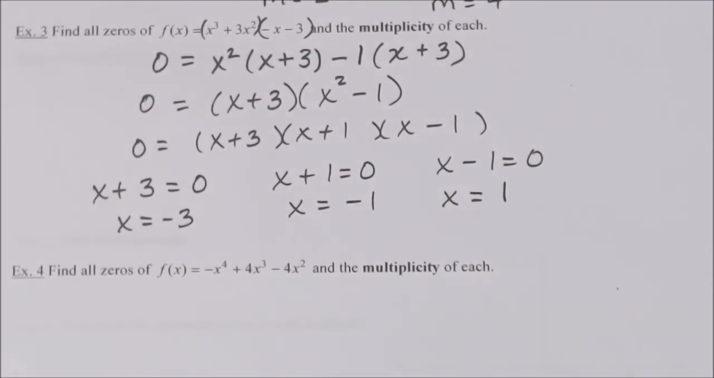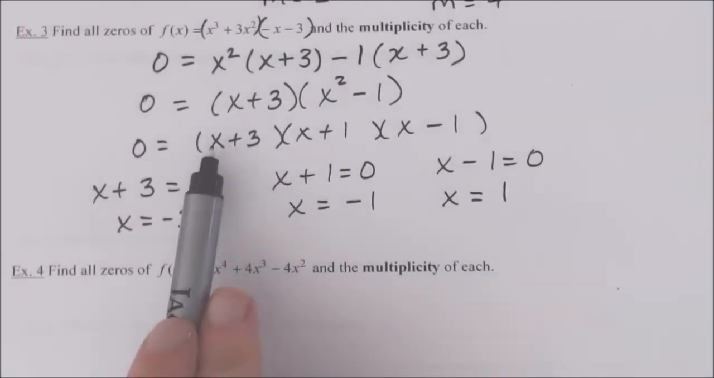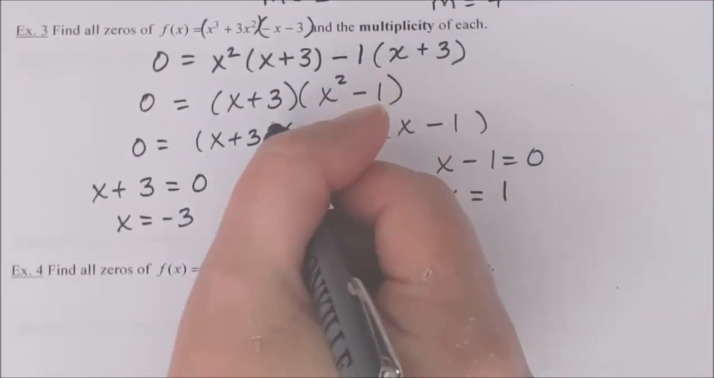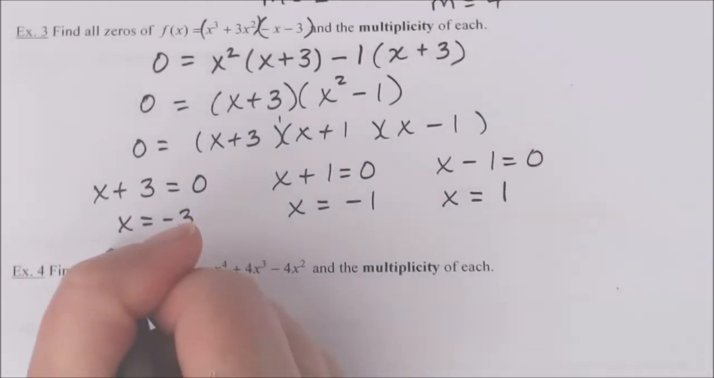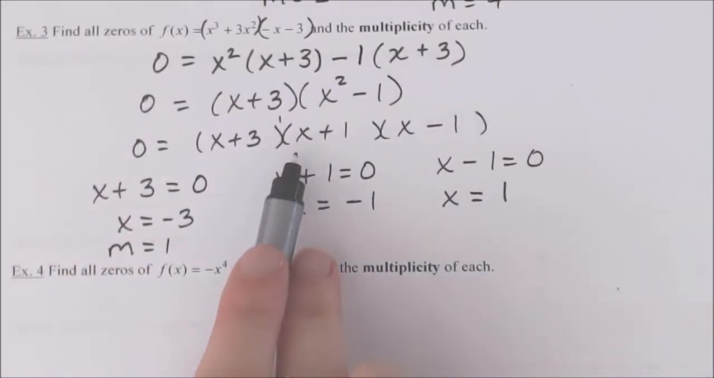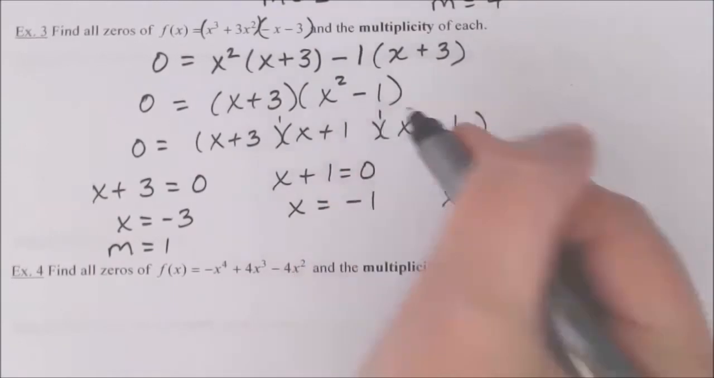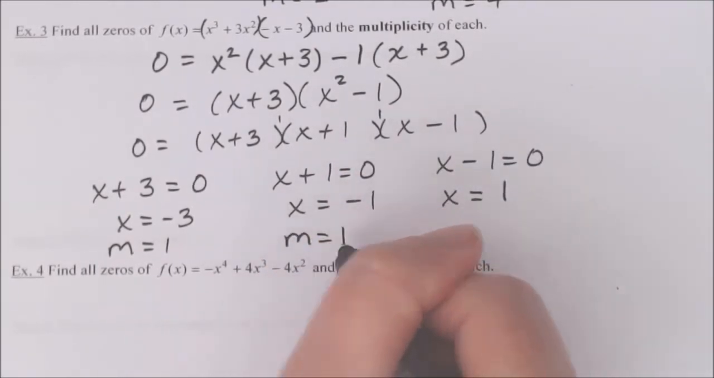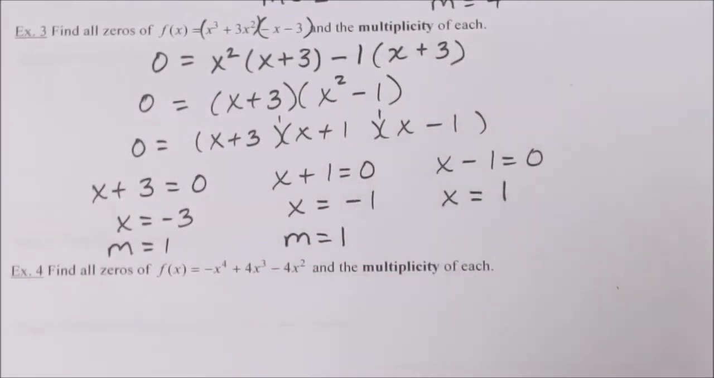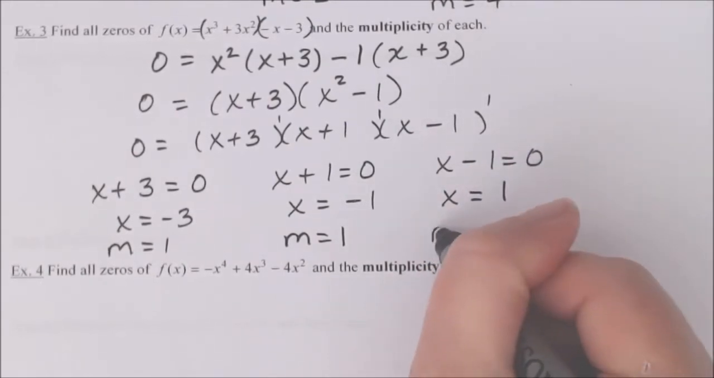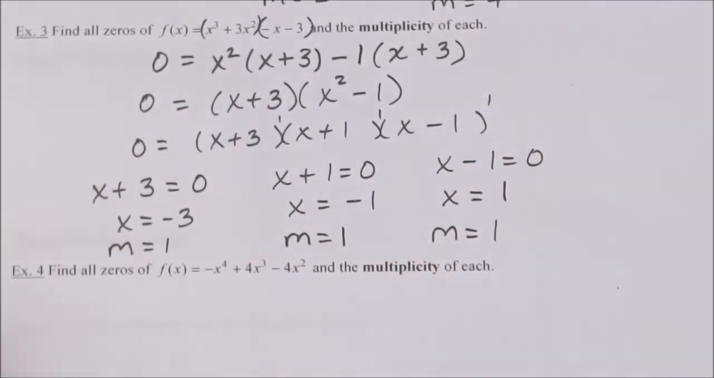Now, what is the multiplicity for each of those? Go back to the completely factored version of your expression, and that was right here, x plus 3. The power on that was just a 1, so it has a multiplicity of 1. X plus 1, the power on that was just a 1 as well, so that has a multiplicity of 1. And then x minus 1, again, that's a power of 1, so that also has a multiplicity of 1. So they all have a multiplicity of 1.